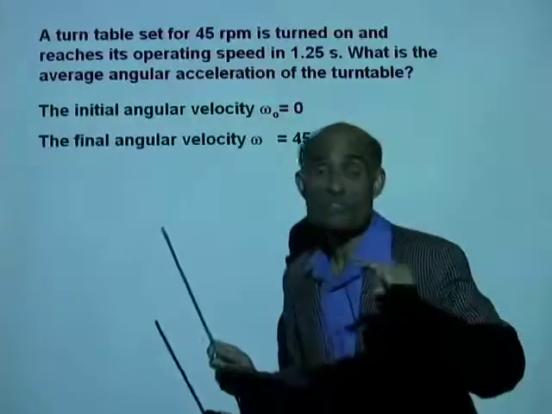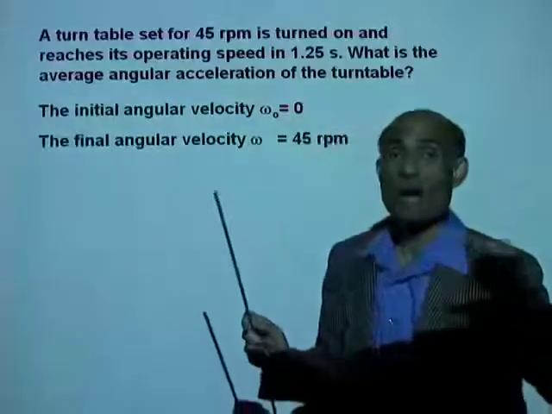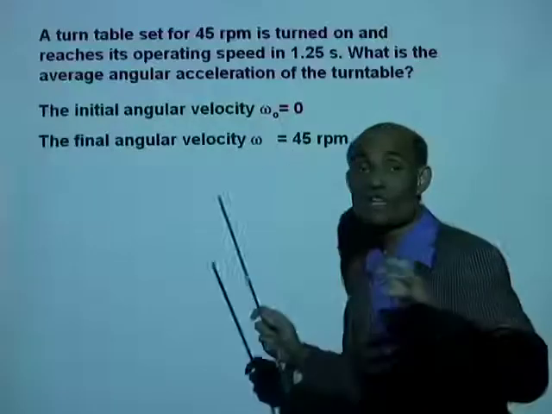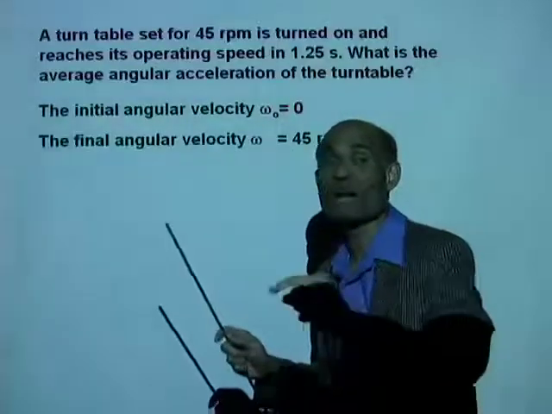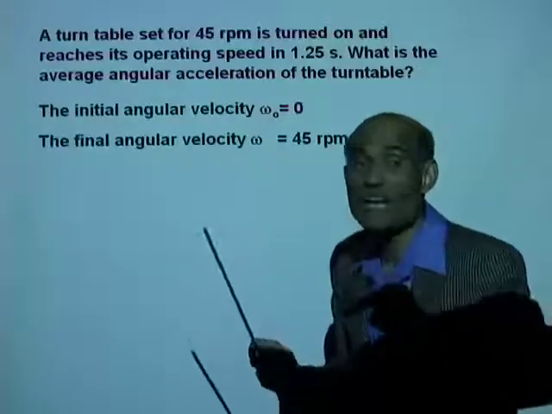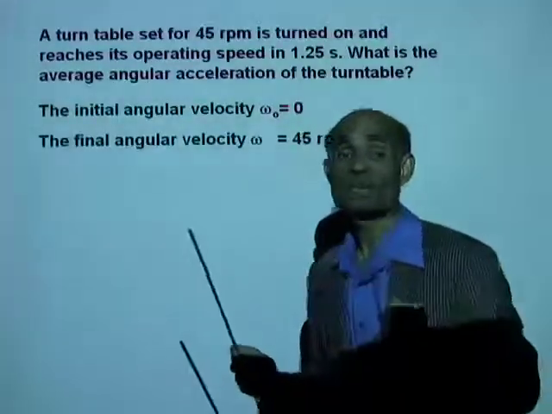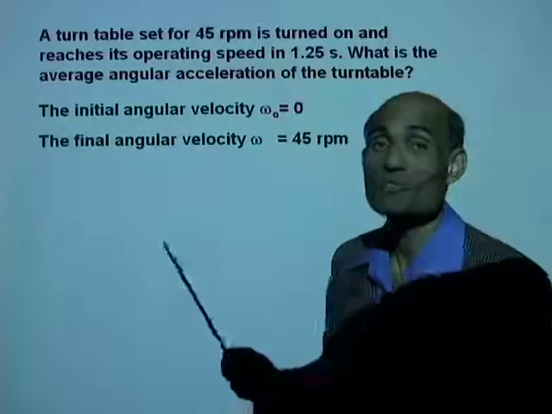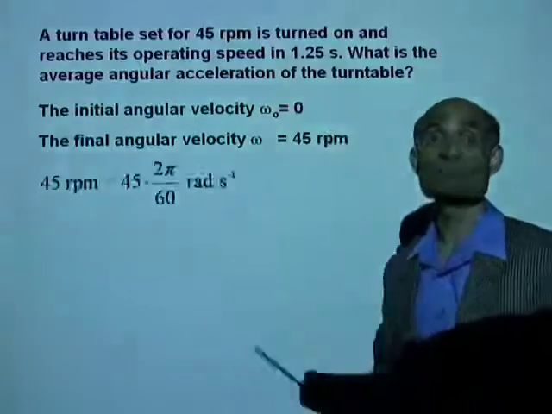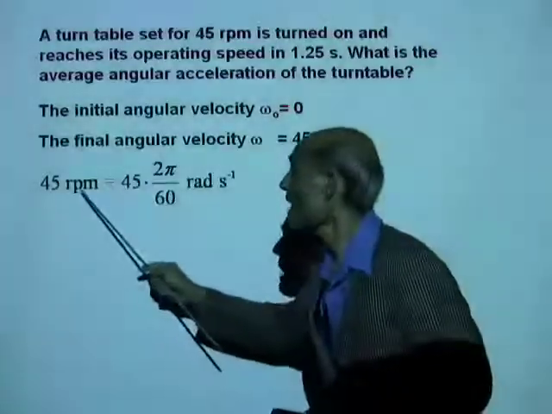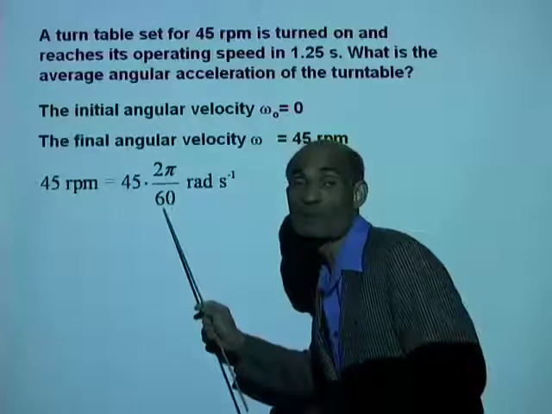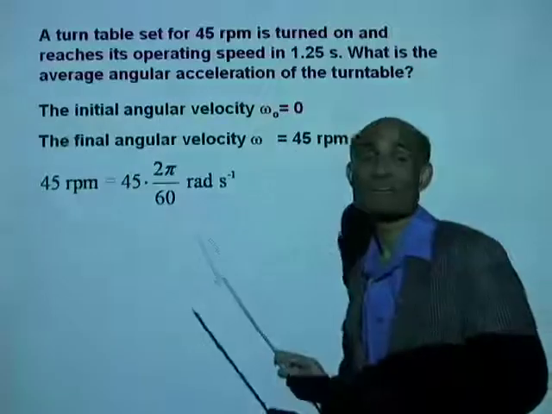You see, each revolution is 2 pi radians. So 45 revolutions is 45 times 2 pi radians. That will be 45 times 2 pi radians per minute, which is 45 times 2 pi radians divided by 60 radians per second. So 45 RPM is 45 times 2 pi divided by 60 radian per second.